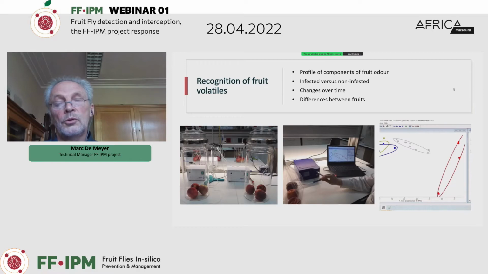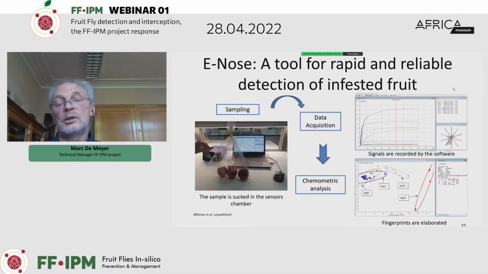Of course, conditions are not always that easy because the composition of these smells will change over time. Your fruit will ripen, but the infestation, the deterioration inside the fruit, will also increase. And the smell differs between fruits. An apple does not smell the same as a pear. And also, if both of them are infested, not necessarily will they smell the same. So the eNose development actually looked at all those aspects.